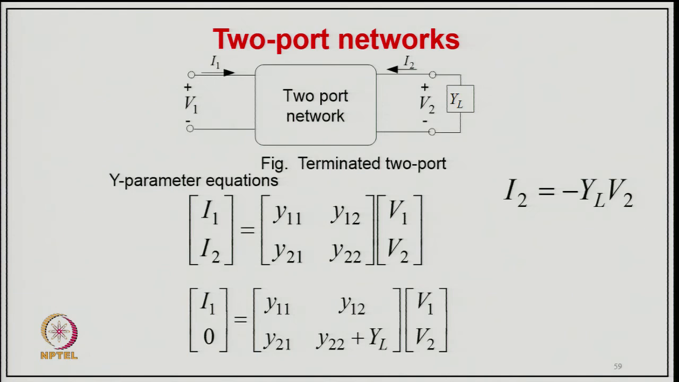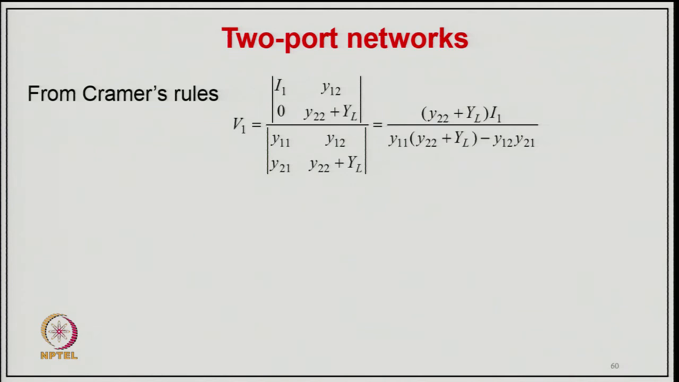And now, in place of I2 we can put this value and take the quantity to the other side. So, it comes I1, 0 equal to the matrix of Y11, Y12, Y21 and Y22, with V1, V2, where we add the value of YL, that is Y22 plus YL. This is the relation under the specific condition when a passive admittance is connected at the output. From this we can solve the equation for V1 using Cramer's rule on the matrix relation, and that comes equal to Y22 plus YL into I1 divided by Y11 into bracket Y22 plus YL minus Y12 and Y21, and this is from the first equation.